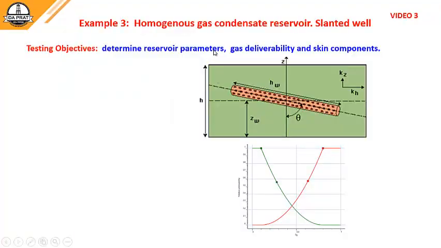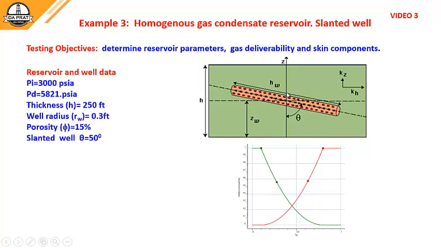Example 3 deals with a homogeneous gas condensate reservoir, and the well is a slanted well. Objectives are, besides the reservoir parameters determination, we want to know the gas deliverability for future sales and skin components. Being a gas condensate and being slanted, you may expect that we have two different skins, one probably depending on rate, and the other depending on whether the perforated length has some damage.